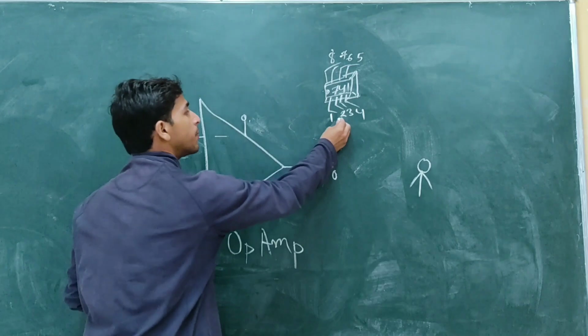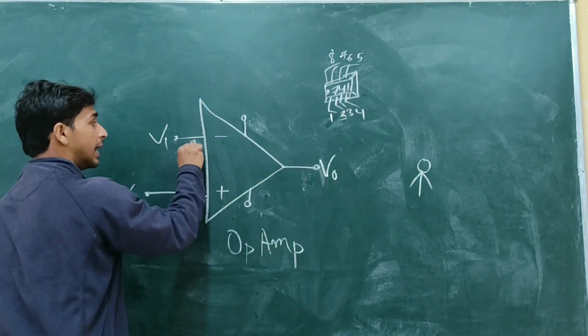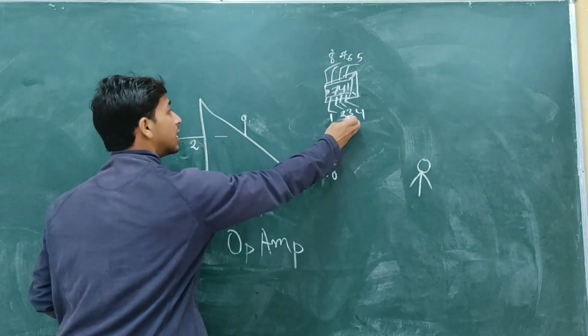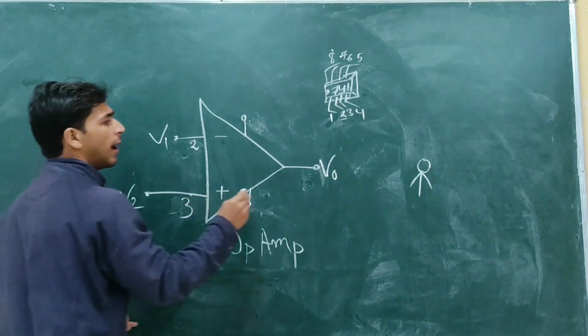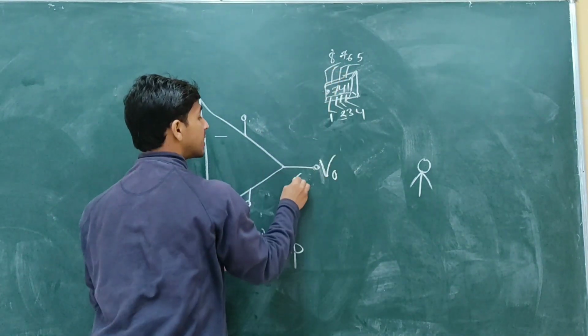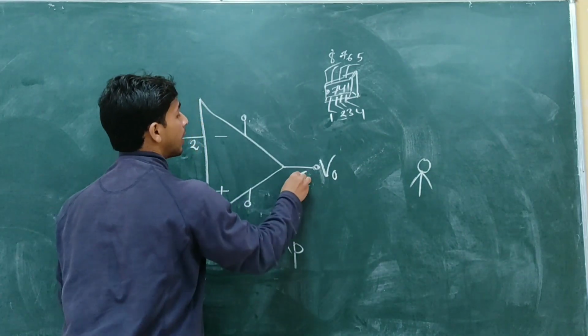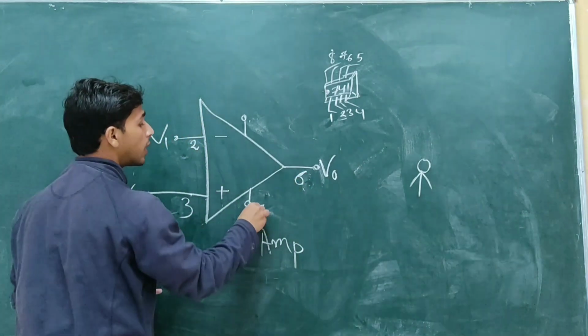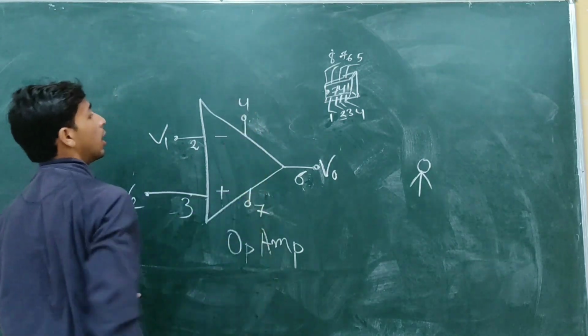So I have said this leg is leg 2, and the third leg is this one, and VO, that is the sixth leg. The sixth leg is VO, and the seventh leg is this one, and the fourth leg is this one.